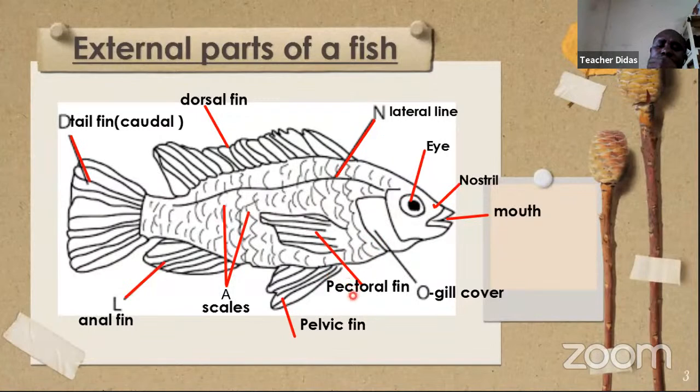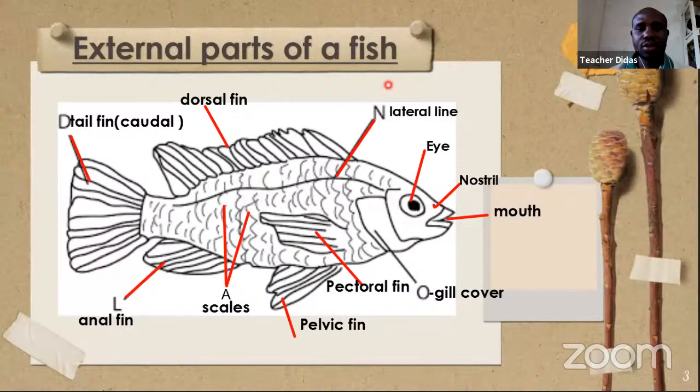And then we have got the pectoral fin and the pelvic fin. These two, when they are combined together, help the fish to slow down when it is moving in water. How will it slow down? When it is traveling at a high speed and wants to slow down, for braking, the brakes are the pectoral and the pelvic fin together.